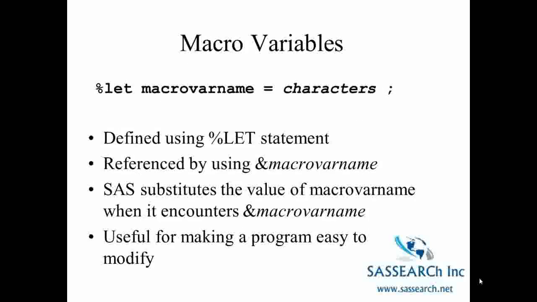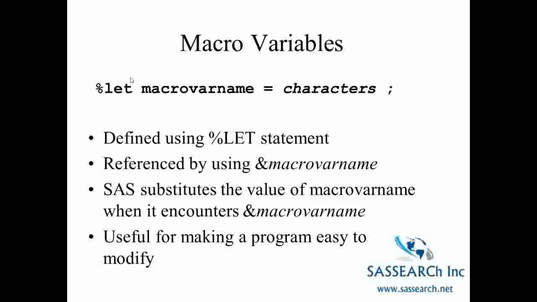So here is the general syntax for defining a macro variable and how it is referenced. The keyword %LET is followed by the name of the macro variable you are defining, an equal sign followed by the characters you are assigning the name. And the characters will often be a list of variables. And this defining of a macro variable is usually placed in open code. It's not inside a data or a proc step.